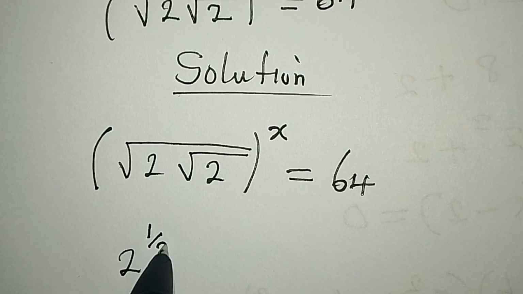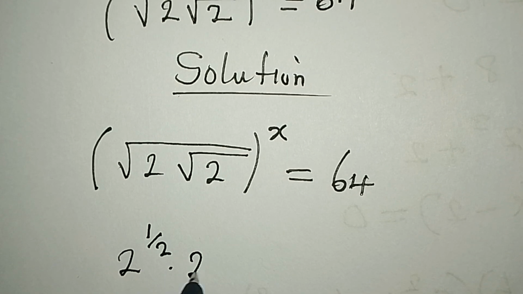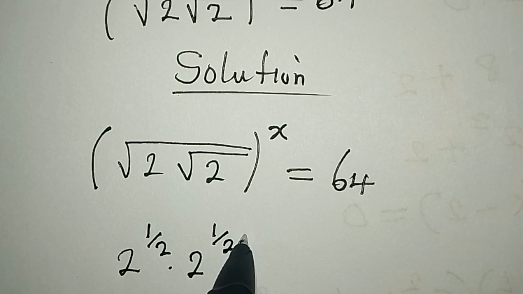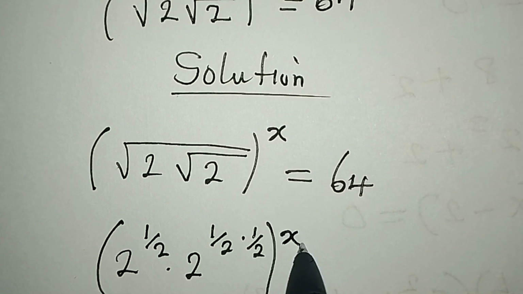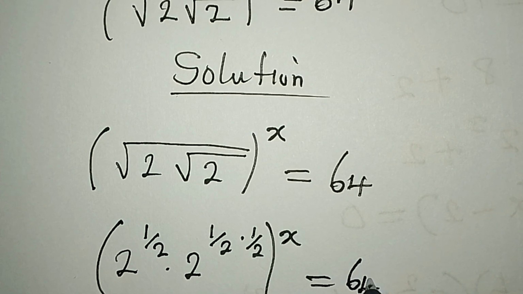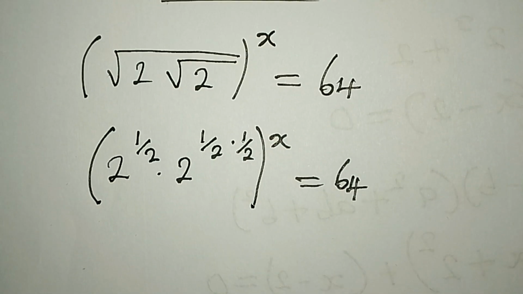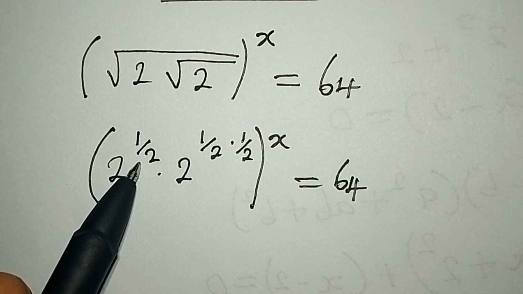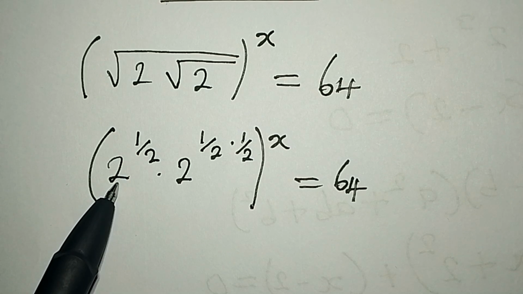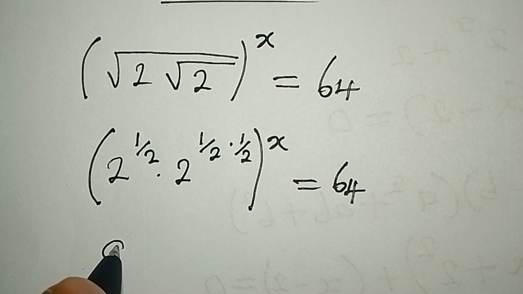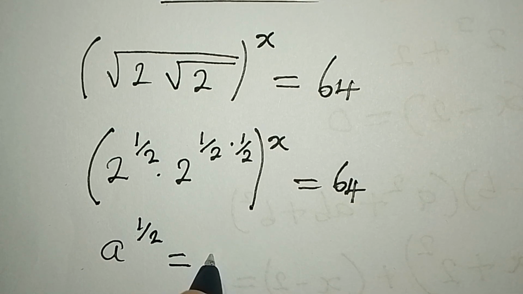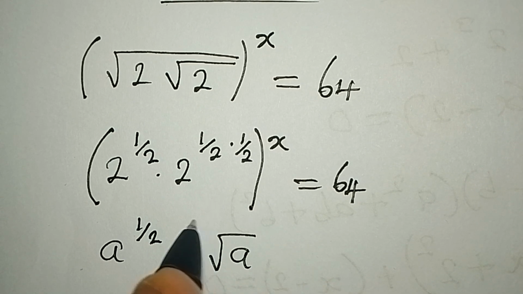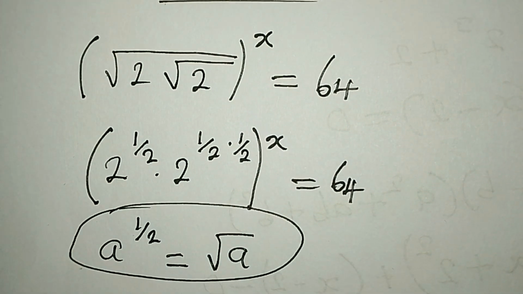2 to the power of 1 over 2 multiplied by 2 to the power of 1 over 2 times 1 over 2. Now this is raised to the power of x and is equal to 64. I know that this may be confusing, but 2 to the power of 1 over 2 means square root of 2, because if you have a to the power of 1 over 2, this is the same thing as square root of a. So this is what I have done.